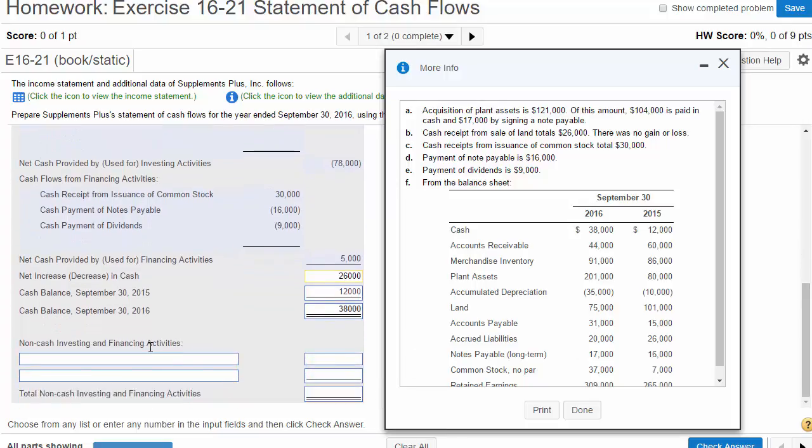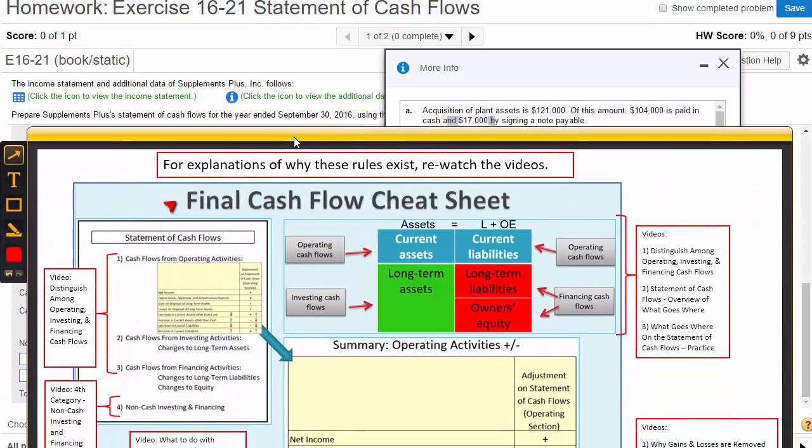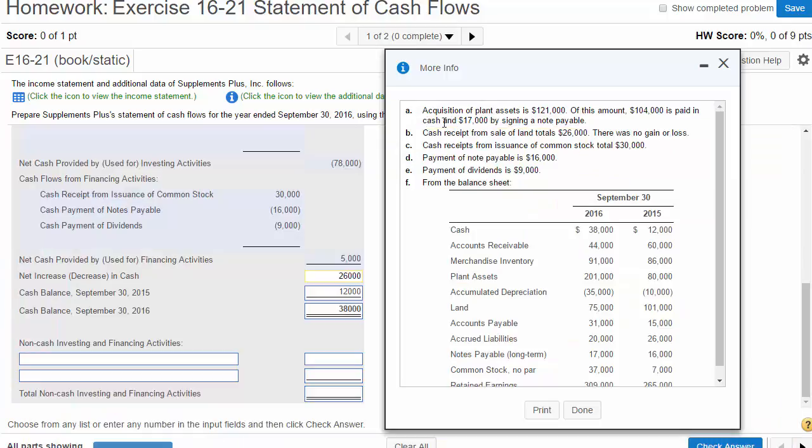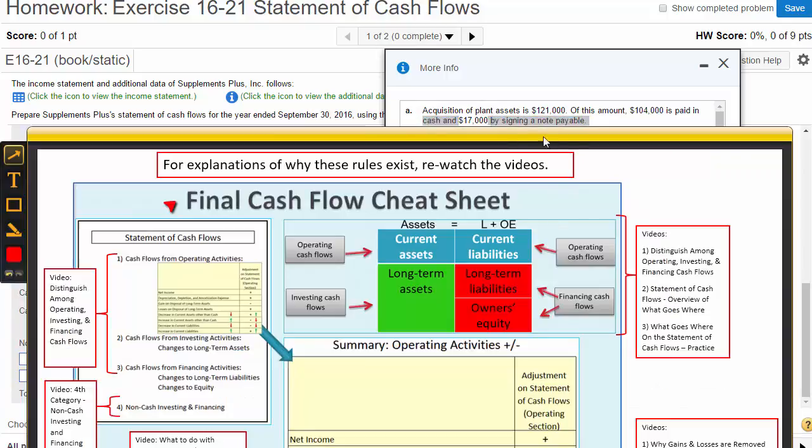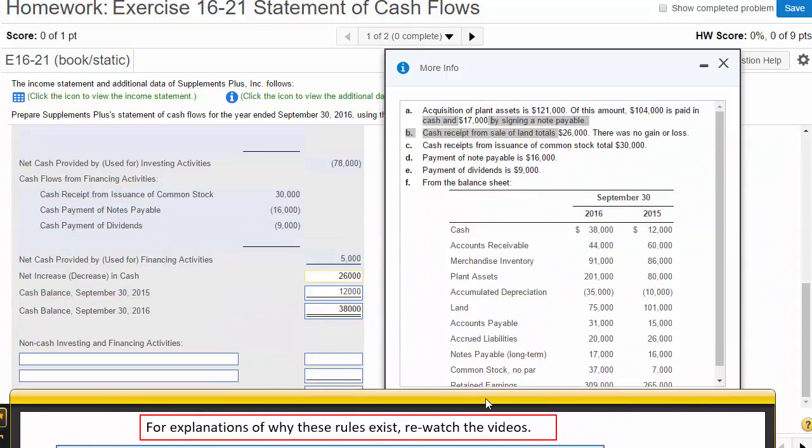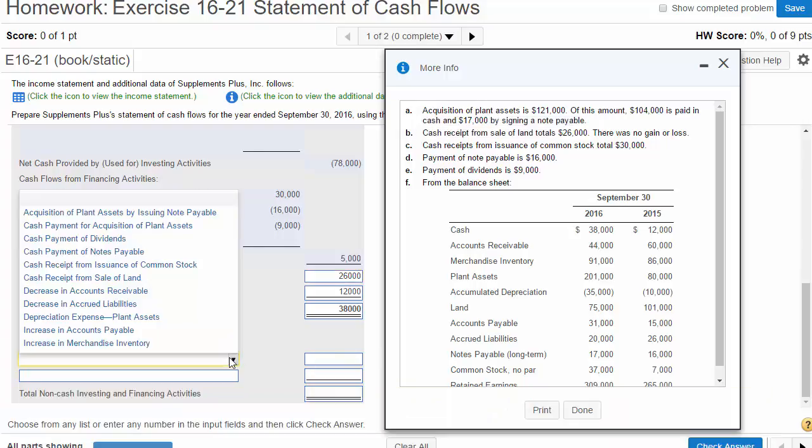And then the last thing we have, so we need to look through our list of data and find any non-cash investing and financing. That's when we get an asset, but we do not pay cash. We financed it with some sort of debt. And that is right here, this $17,000. Let me use my straight edge. $17,000 by signing the note payable. So we acquired plant assets. Acquisition of plant asset by issuing a note payable.